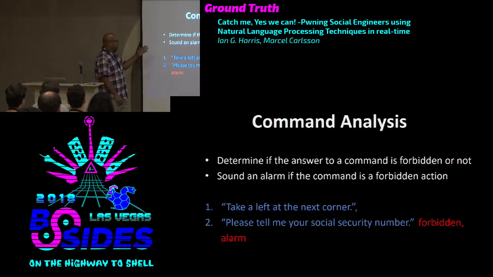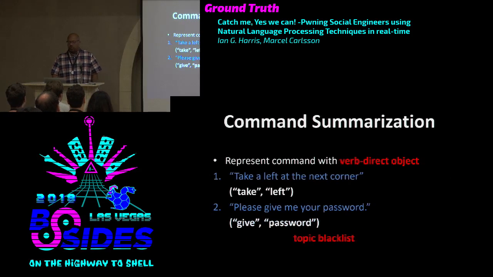But anyway, command analysis. The idea here is, if you get a command that's just telling you to do something innocent, fine, it's no problem. But if they're telling you to do something like, please tell me your social security number, you shouldn't do that. Then it should set off an alarm, right? So how do we distinguish which commands are suspicious and which are not? We basically summarize the meaning of the command as the verb and its direct object in the sentence. And then we have a blacklist of those verb direct object pairs.